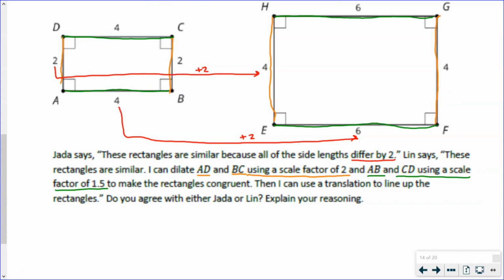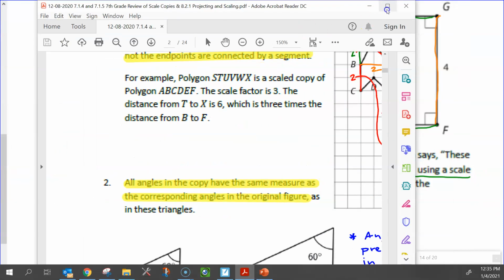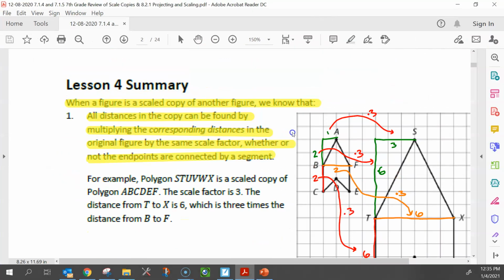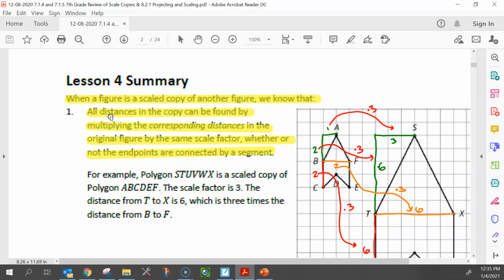We're going to go back to review our 7th grade material. These are from your Math 7, Lesson 4, and Lesson 5. These are talking about scaled copies, but scaled copies are just dilations. When a figure is a scaled copy, or a dilation, of another figure, we know that, make sure you're paying attention here, all distances in the copy can be found by multiplying the corresponding distances in the original figure by the same scale factor.